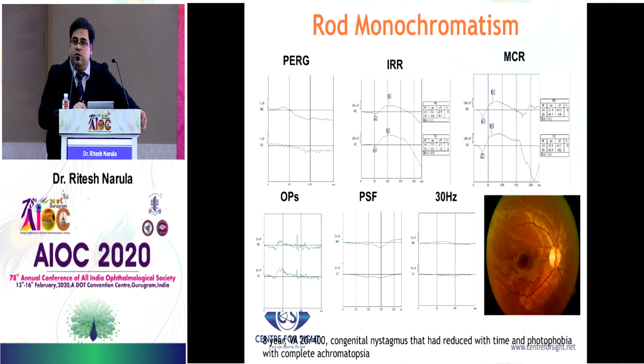A similar kind of a picture also comes in a disease called rod monochromat, which is a patient who has only rods, he doesn't have cones. So if he doesn't have cones, his cone functions are going to be totally lost. Typically he presents clinically as congenital nystagmus, which over a period of a decade stabilizes. That's the clinical history that comes with this.